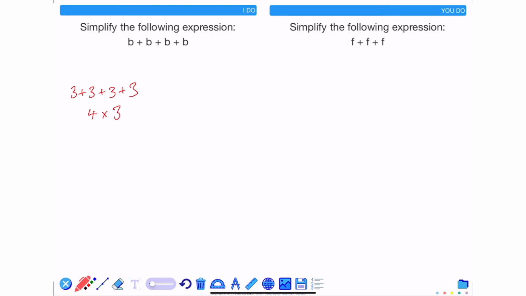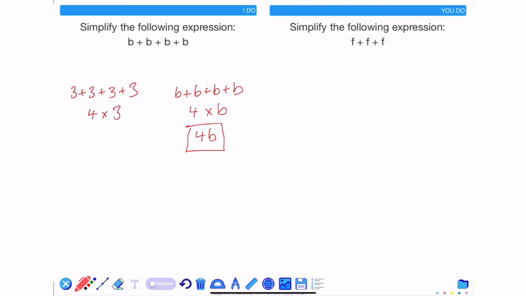Now reintroducing the algebra, b plus b plus b plus b, where b can represent any number, another alternative way of writing this same problem would be to have 4 times b. Whenever we have numbers being multiplied by letters, we often write them together, omitting the multiplication sign so it doesn't look like I've just written 4xb. 4b is now the answer to my question.